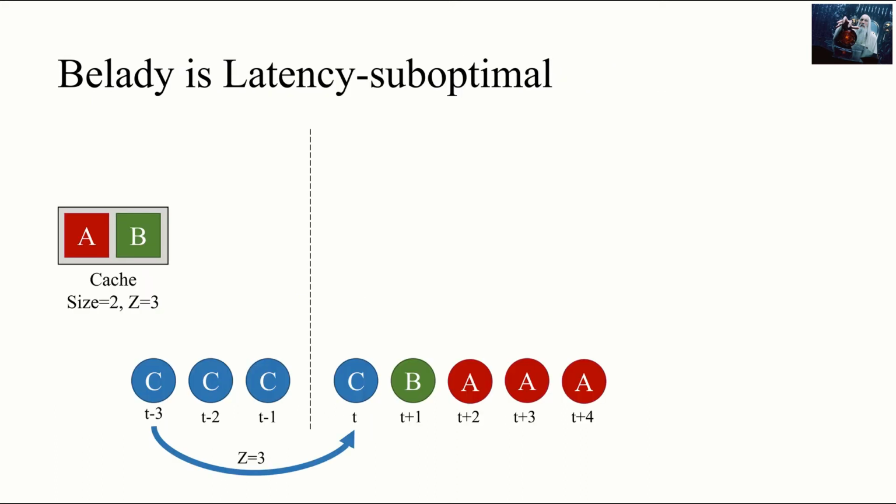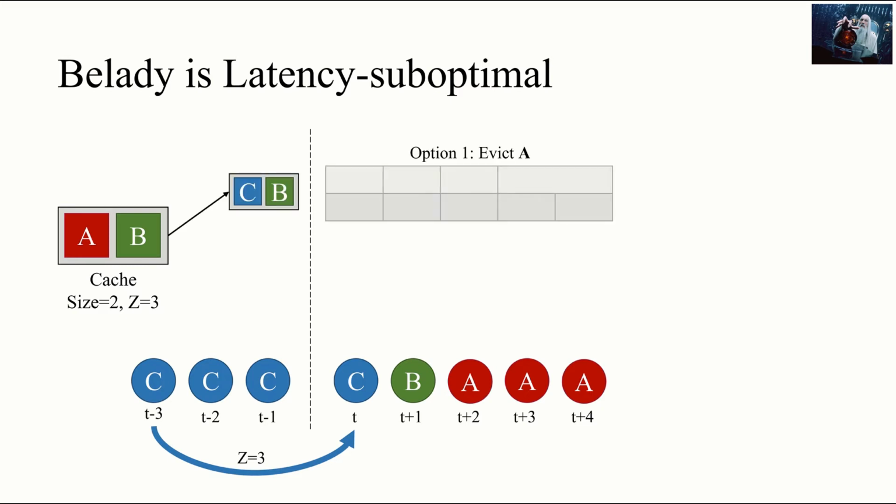Here's a toy example demonstrating this. In this case, we have a cache of size 2 and a Z value of 3. A fetch for object C has just completed, and we must decide whether to evict object A or B to accommodate C. Let's say we choose to evict A. The subsequent requests to objects C and B will be hits. However, we see that there's a burst of requests to object A, resulting in a miss and 2 delayed hits. This yields a total latency cost of 6.